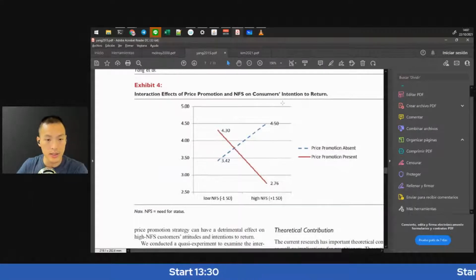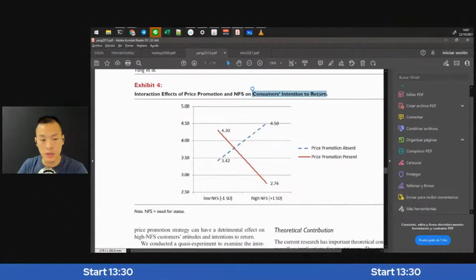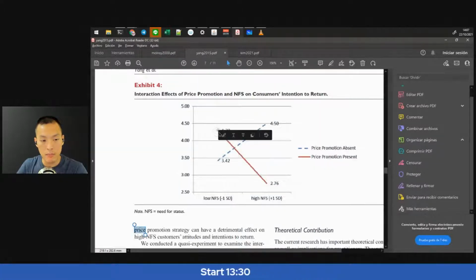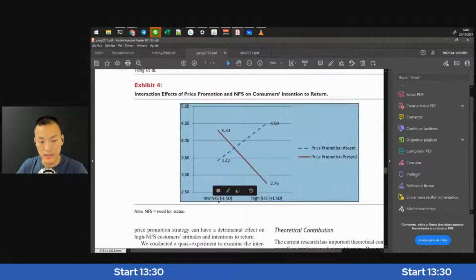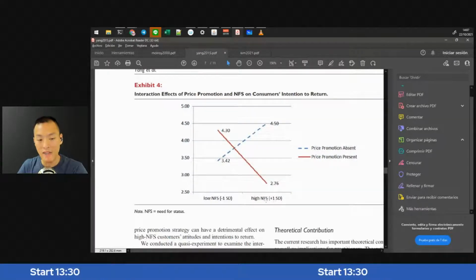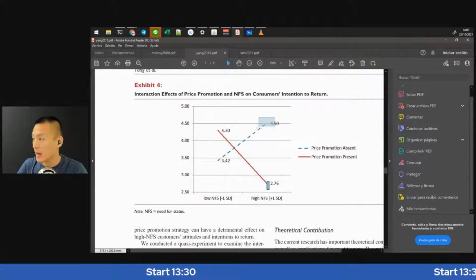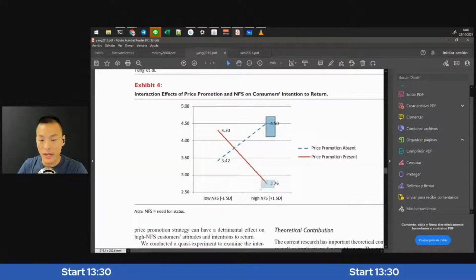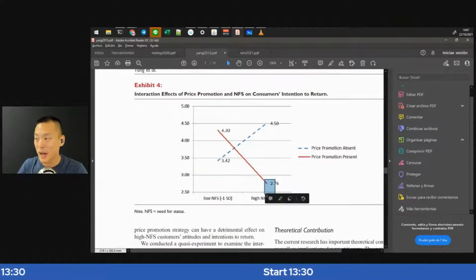The other result is the customer intention to return. Again, you get the same story. You get a little bump if you give out discount from the low NFS consumers, but for the high NFS consumers, they will never ever come back. They went from 4.5 to 2.8. They will not come back.